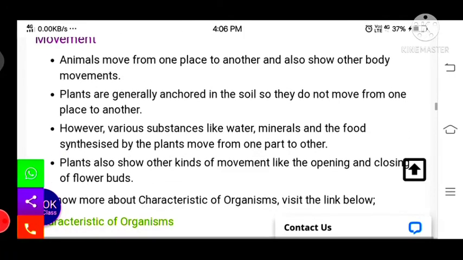Movement. Animals move from one place to another and also show other body movements. Like in humans, movements of hands, expressions of the face, movements of eyes, etc.